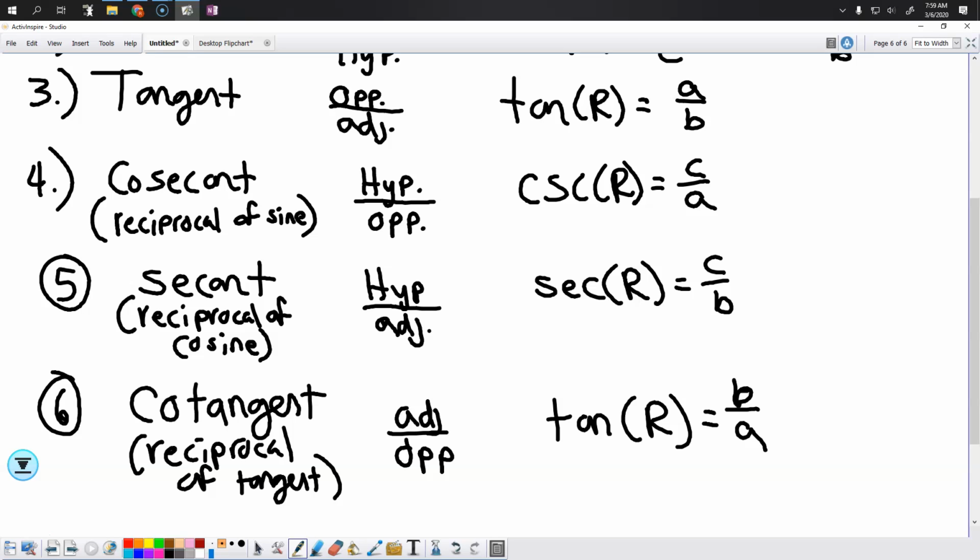Say that again. So I wrote tangent's up here, right? And that's opposite over adjacent. But this is cotangent, which is adjacent over opposite. Oh, thank you. I got you. Yeah, you're right. That is an error. The abbreviation for cotangent is COT, you guys. I made a mistake there. Thank you, Mel.